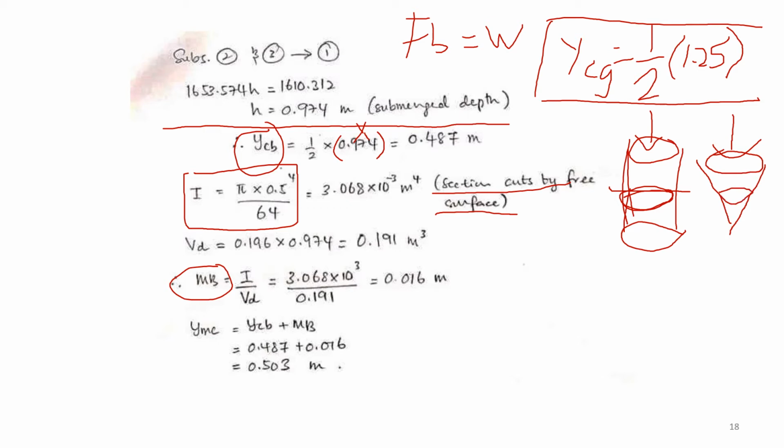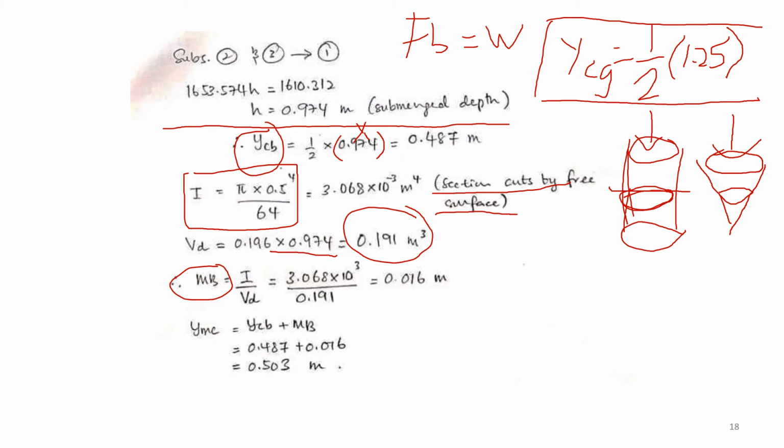Dia jadi lebih kecil untuk cone. So, we need to change the diameter for cone. So, this question is cylinder. We can just use the diameter given. Okay, then for VD, we can just substitute into the formula just now. How we find the VD? We just put the H. So, we can get the VD. Then only we can use the formula for MB. So, the MB is 0.016 meter.